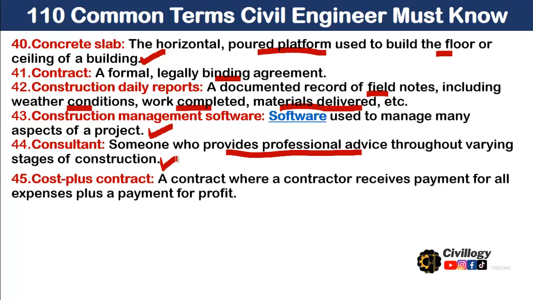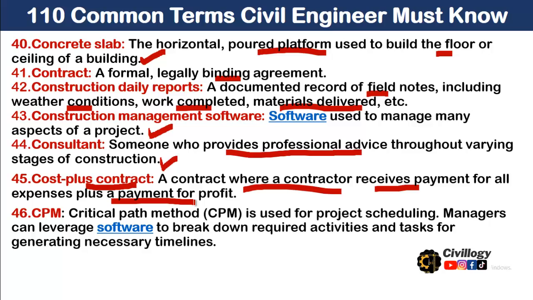Okay. Point number 45, cost plus contract. This is actually a type of contract. I have made a detailed video about different types of contract. This is one of the types of contract. A contract where a contractor receives payment for all expenses plus a payment for profit.